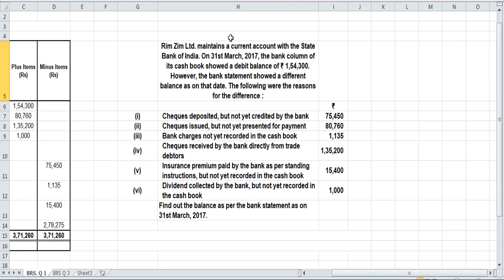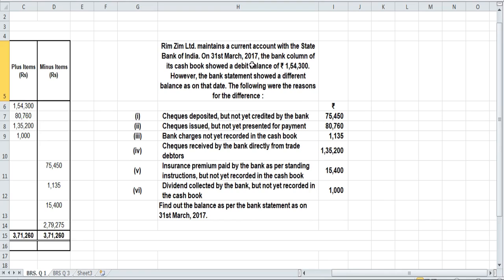Now here's the question. Question number 1. Rimjim Limited maintains a current account with State Bank of India. On 31st March 2017, the bank column of its cash book showed a debit balance of 1,54,300. However, the bank statement showed a different balance as on that date. The following were the reasons for the difference.